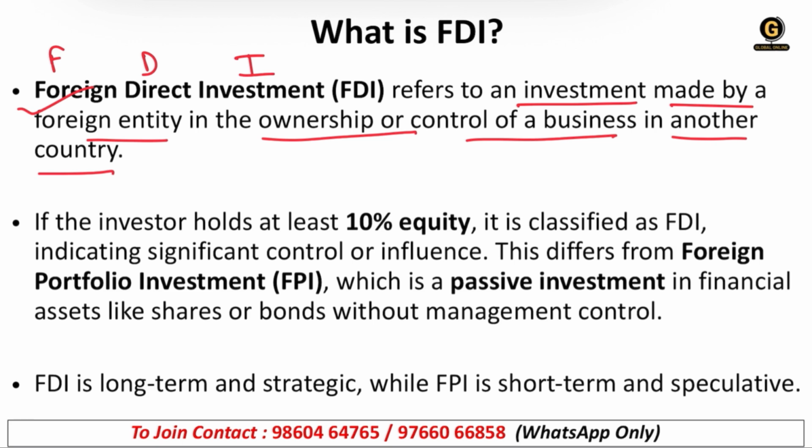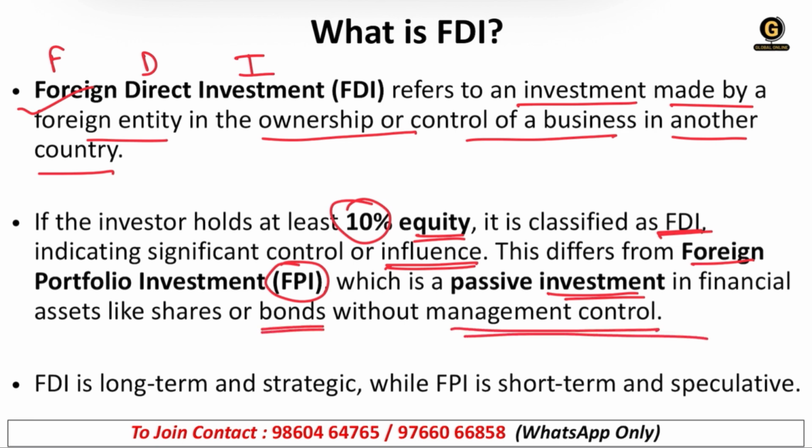So if the investor holds at least 10% of equity, it is classified as FDI. To call it FDI, it should be 10% or more of the investment or ownership, indicating significant control or influence. This differs from foreign portfolio investment, which is a passive investment in financial assets like shares or bonds without management control.